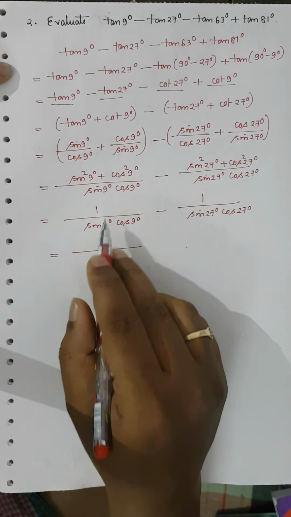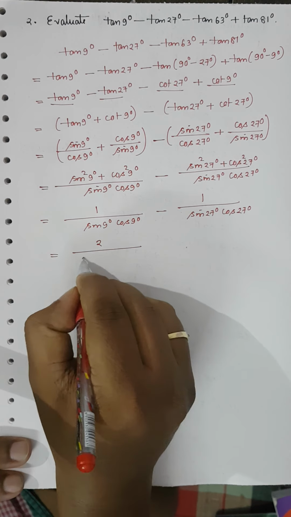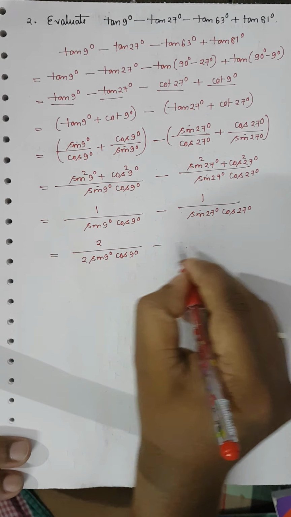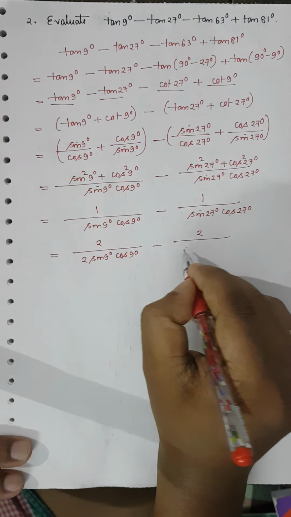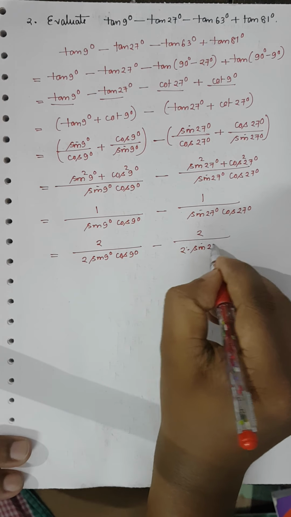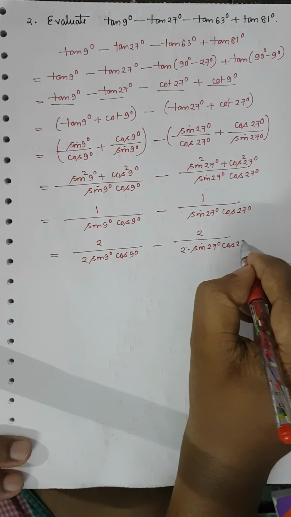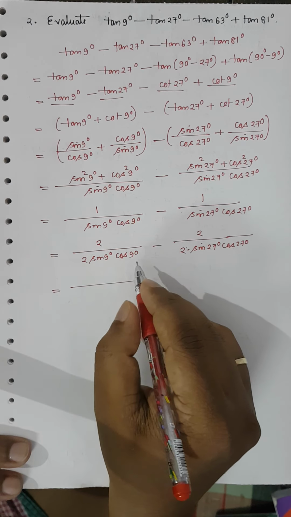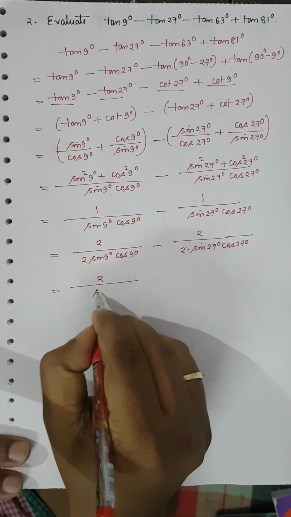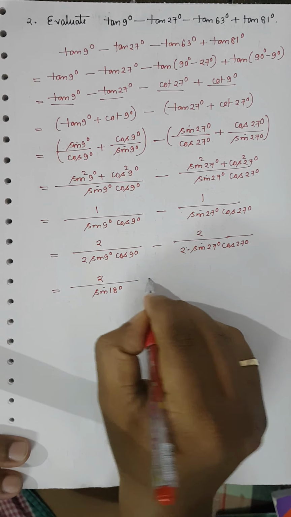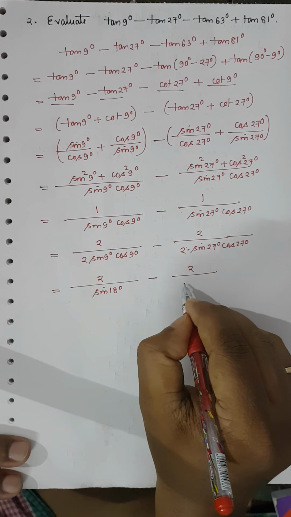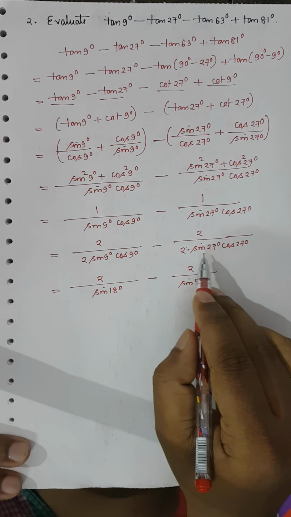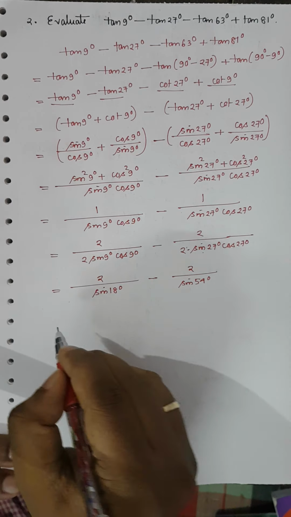If I multiply by 2, I'll have 2 by 2 sin 9° cos 9° minus 2 by 2 sin 27° cos 27°. What is 2 sin a cos a? This is equal to sin 2a. So it is 2 by sin 18° minus 2 by sin 54°. See, I have used the formula of 2 sin a cos a, which is sin 2a.